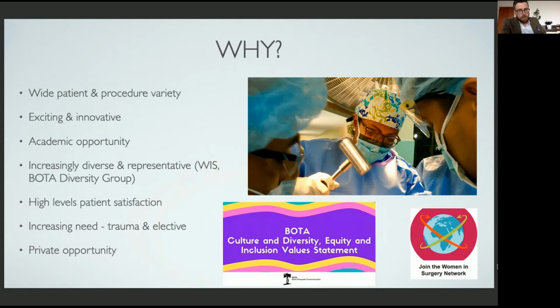And there's an increasing need for our services. Numbers for trauma are going up exponentially year on year. In fact, it's suggested that we're going to have around 30% more hip fractures in an elderly population by 2030 or 2032. And the elective backlog is ever increasing, as you probably are well aware from news media. And if you're financially inclined, there's excellent private opportunity in T&O, which is always worth saying.